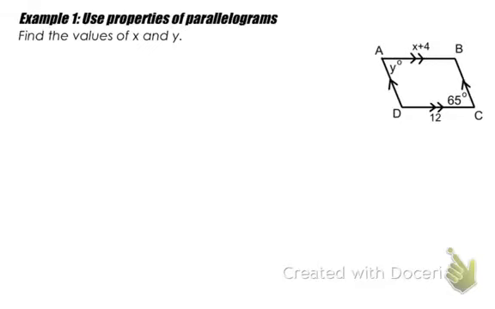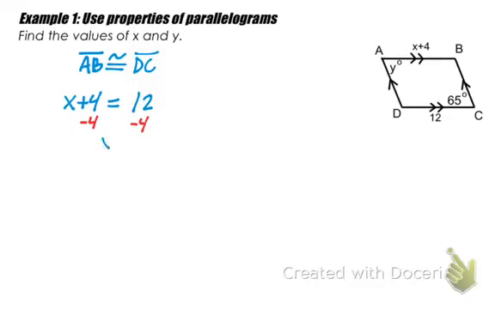Alright, for example 1, we have to use the properties of a parallelogram to find the values of x and y. If you look at the diagram, we have opposite sides that are parallel, so we can say that this quadrilateral ABCD is a parallelogram. We know from the previous slide that the opposite sides and opposite angles of a parallelogram are congruent. So AB is congruent to DC. The measurement of AB is x plus 4, the measurement of DC is 12, so since they're the same measurement, we can set up the equation x plus 4 equals 12. Solving for x, subtract 4 from both sides, and we get x equals 8.